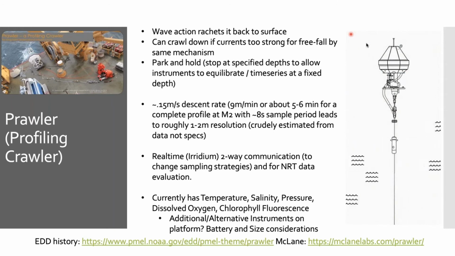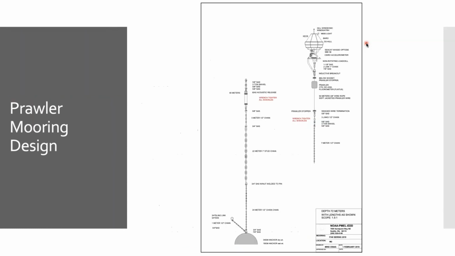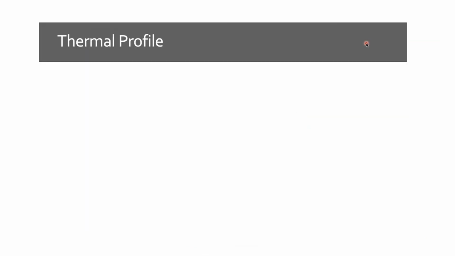So with that, I want to just walk through and do a quick comparison here of some of the primary measurements from the M2 standard mooring versus the Prowler mooring. Point out a few highlights here, and I think that'll end up being all of our time. So start with the thermal profile.